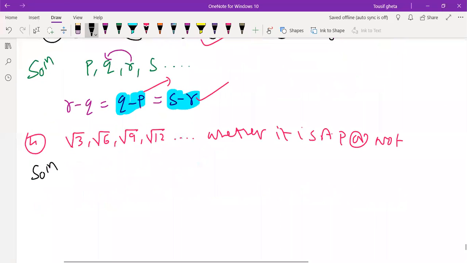So, you know, D is equal to A2 minus A1, that is root 6 minus root 3. You can't do minus. Yeah, Rekha, you are right. Root 6 minus root 3, you can't minus. You can't do minus. Remember, I will explain a little basics here.